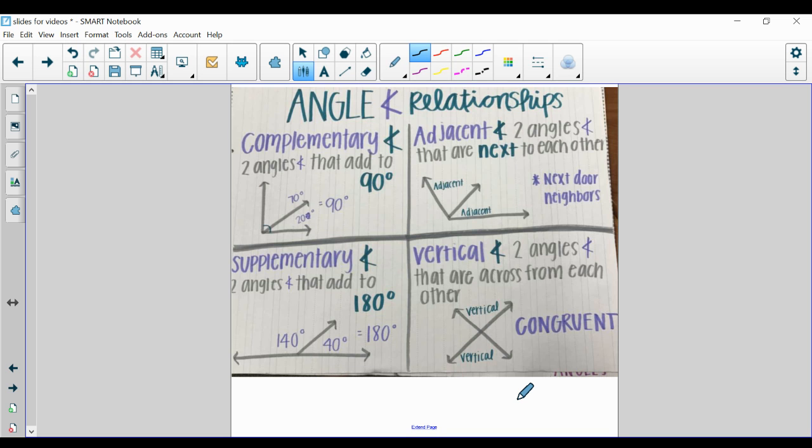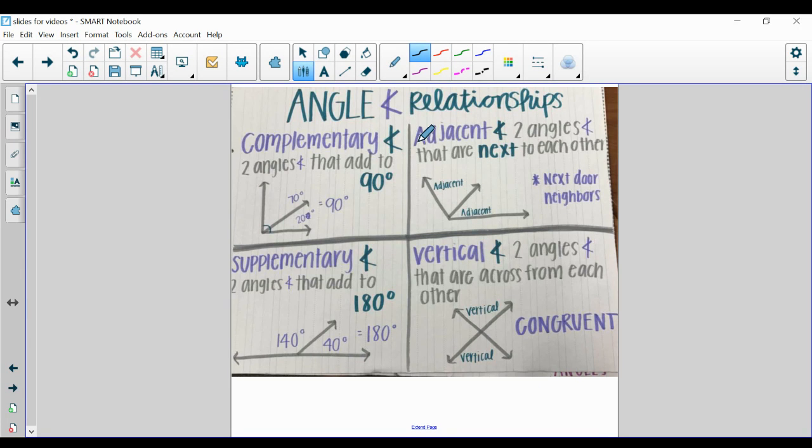Today we are going to work on reviewing angle relationships. So back in chapter 7, we learned about 4 new types of angles. We already knew acute, obtuse, right, and straight, but then we learned about 4 new ones. We learned complementary and supplementary. We learned about adjacent and vertical.